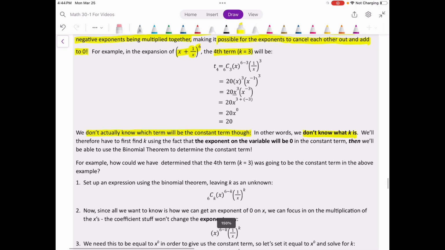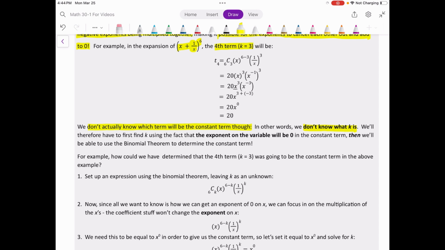Yes, we can. In order to first find k, what we will do is use the fact that the exponent on the variable will be 0 in the constant term. It has to be, otherwise it's not a constant term, right? If it has x to the power of 1, well, it contains x. Even if it has x to the power of negative 1, it still contains x.